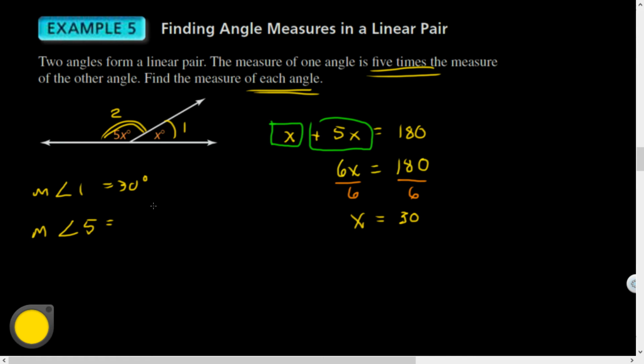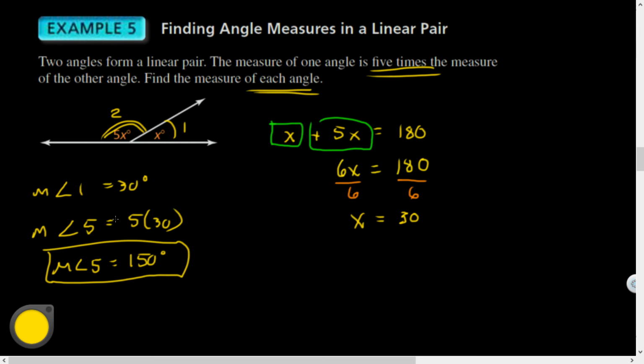Measure of angle 5 is going to be just 5 times 30. So the measure of angle 5 is going to equal 150. Or if I didn't want to use the formula, what's another way I could have found angle 5? No, angle 2.